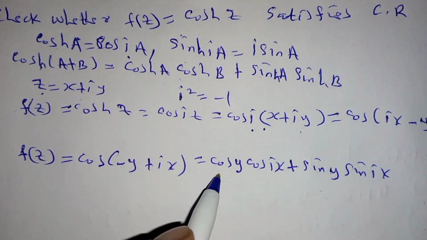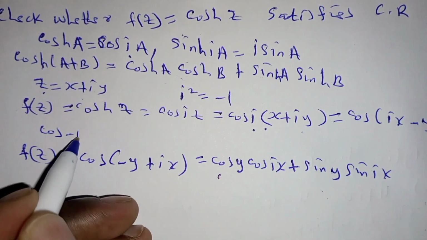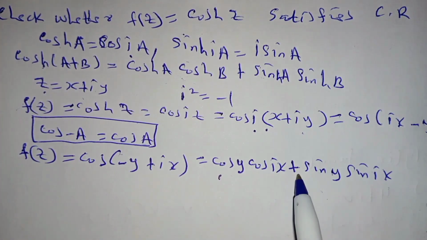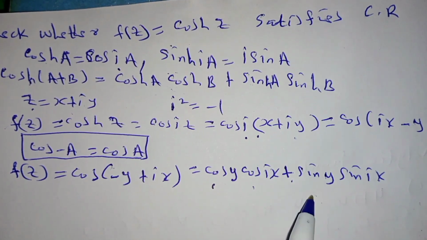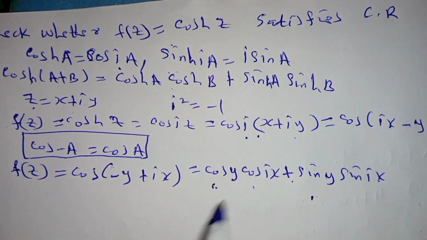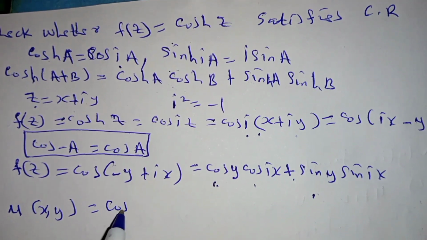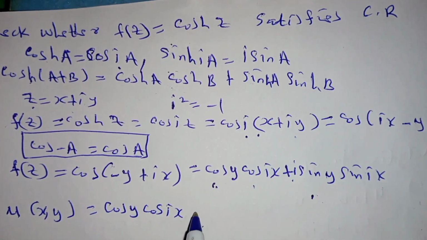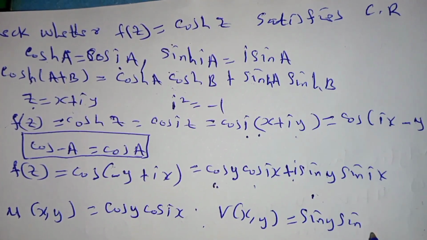Remember, cos is an even function. So cos of -a is the same as cos of a. So I have made use of this fact here, and I have also made use of the one we have up there. Now at this level, we write this function in the form of u, whereby u is a function of x and y, which is equal to cos of y cos of ix, there is i there. Then v, which is a function of x and y, will be equal to sine of y sine of ix.